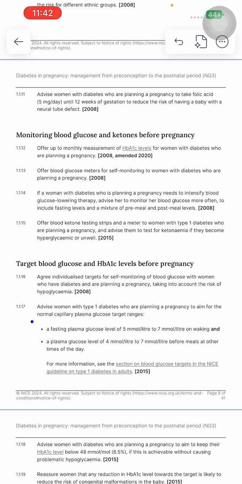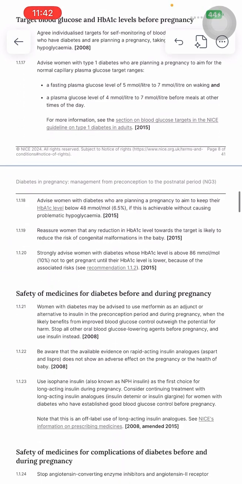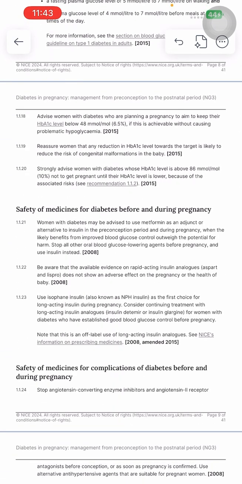So this is one of the SBAs: what are the target levels before planning a pregnancy? Fasting of 5 to 7 millimole on waking, and plasma glucose level of 4 to 7 millimole before meals or at other times of the day. So on waking, fasting 5 to 7, and the plasma glucose should be 4 to 7 millimole. So you have to memorize this number, 5 7 4 7, because this is one of your SBAs.